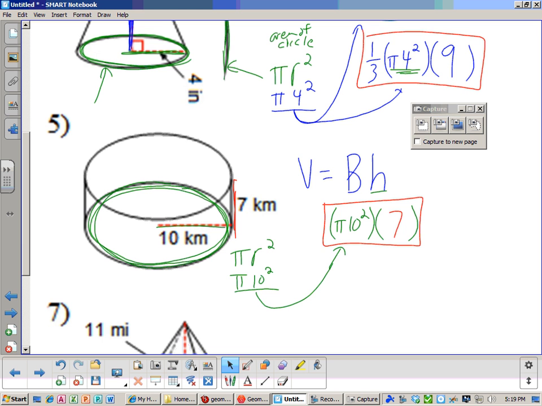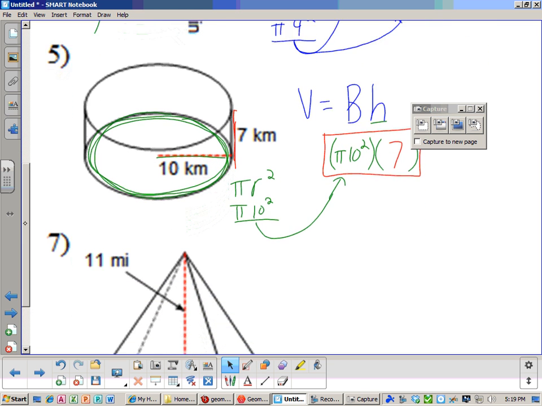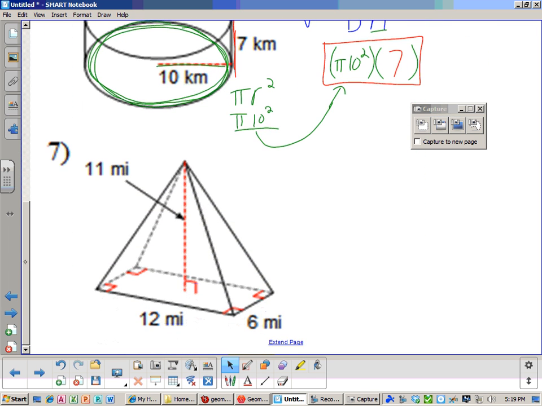Easy, easy. Moving on to number 7, you could pause and go to number 6, which is just like that same problem. Get yourself a little practice. All right, here's number 7. Now, number 7 is not a prism or a cylinder or a sphere or anything like that. It's actually, in fact, a pyramid. And pyramids follow a whole other formula. Let me see here. 1/3 big B times H. All right, 1/3 big B times H.